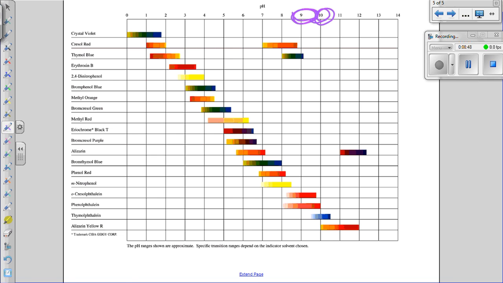So you can just use a chart of indicators to choose the indicator that's going to change color really close to the equivalence point. And the point at which the indicator changes color is called the end point, because it's the end of your titration.